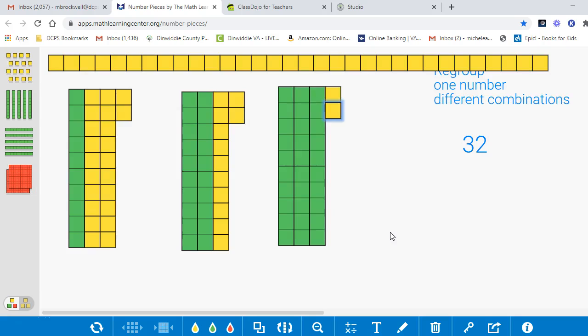You're using the same number in a different way. Sometimes we have to add blocks to regroup, and sometimes we have to take blocks away to regroup. But all the while, regrouping simply means we're making the same number, we're just using a different combination.